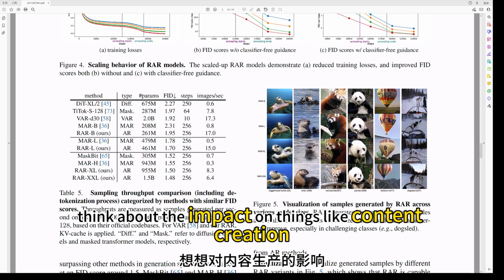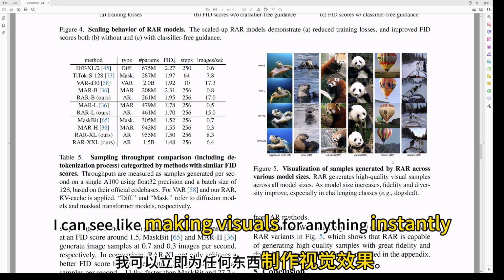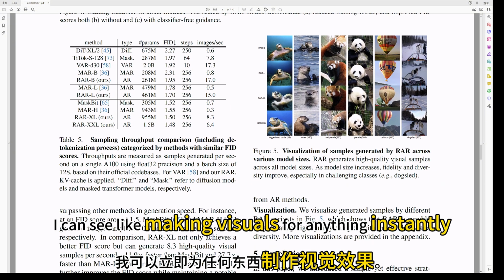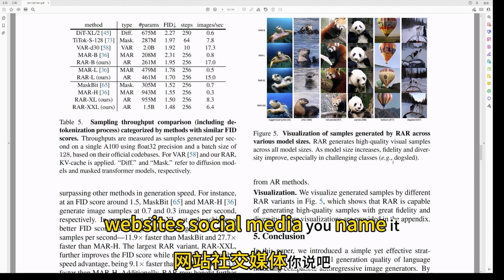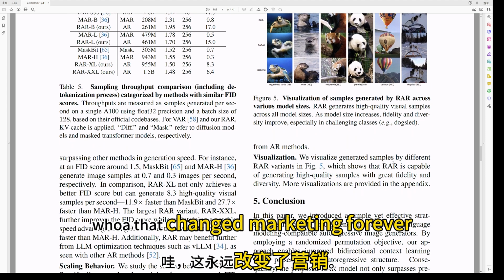It really is. Think about the impact on things like content creation, design, even science. I can see it, like making visuals for anything instantly. Websites, social media, you name it. Or even personalized stuff, images tailored to each person's taste. Whoa, that'd change marketing forever.